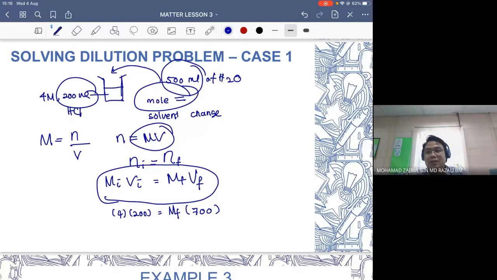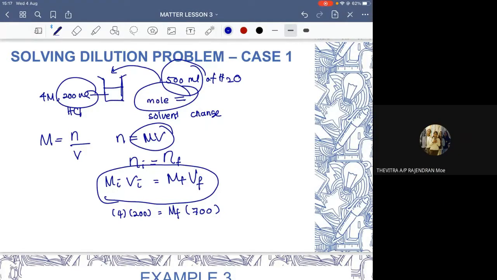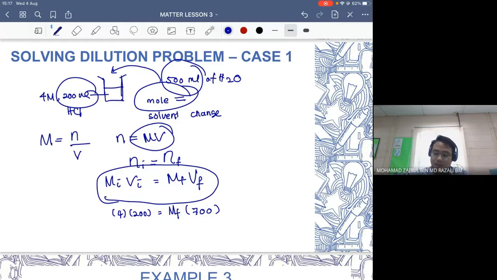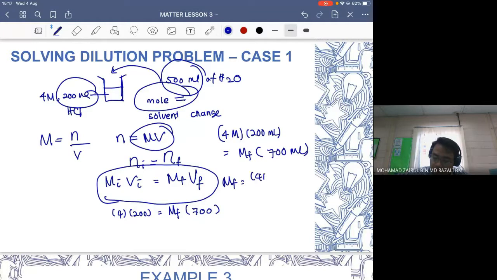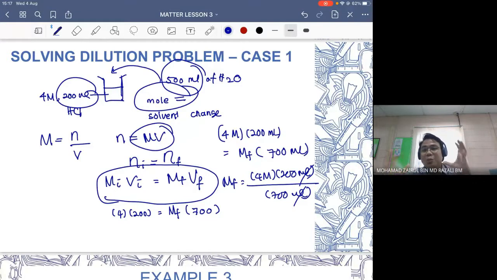Bukan 500. Yes, saya. The volume should be in milliliter or liter. Okay, for this case, it doesn't matter because the unit will be cancelled out. So kalau saya convert jadi 4 molar multiplied by 200 ml equals to molarity final multiplied by 700 ml. So molarity final is equal to 4 molar multiplied by 200 ml over 700 ml. So we cancel out the unit. So it doesn't matter. Tapi kalau nak save, as a good practice, convert to become liter. As a good practice.